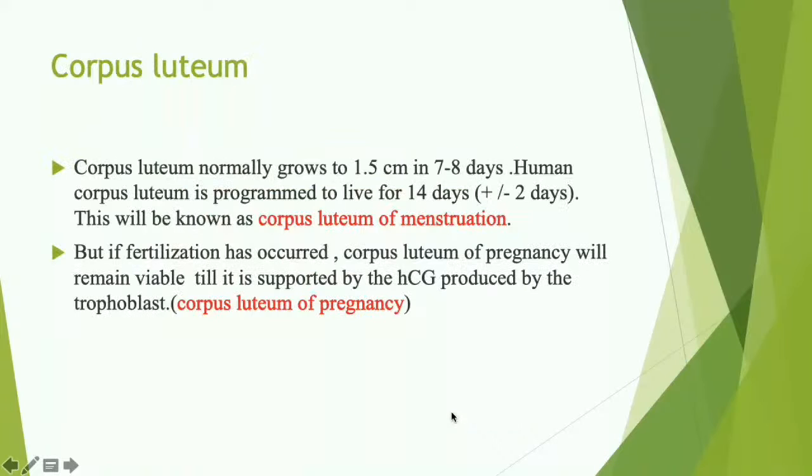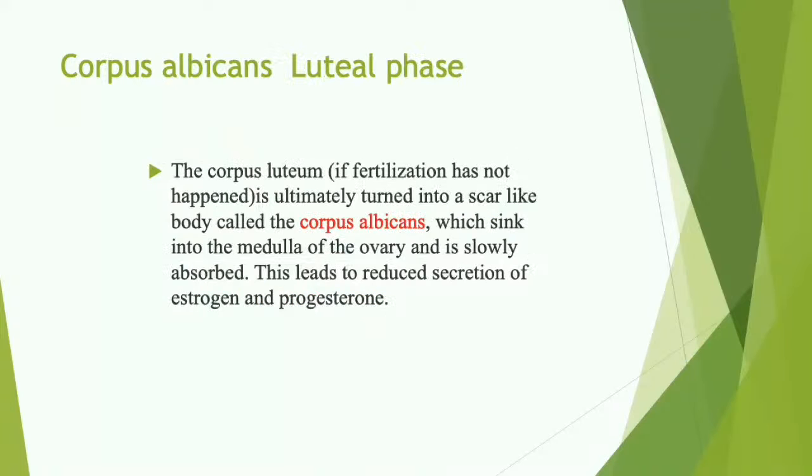Then you can mention two lines about the corpus luteum. How it is programmed to live for 14 days. It reaches around 1.5 cm at the end, and if no fertilization has occurred, we name it the corpus luteum of menstruation. But if fertilization has occurred, then we use the term corpus luteum of pregnancy. This is supported by HCG from the trophoblast. So till the placenta can take over the function of formation of estrogen and progesterone, the corpus luteum provides that.